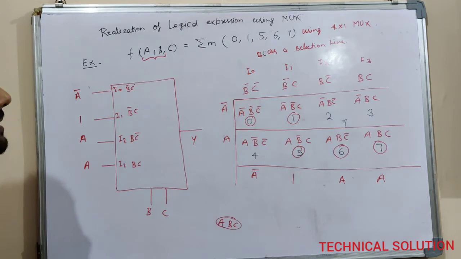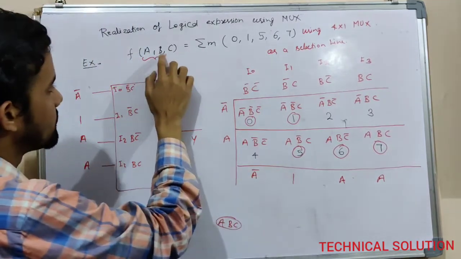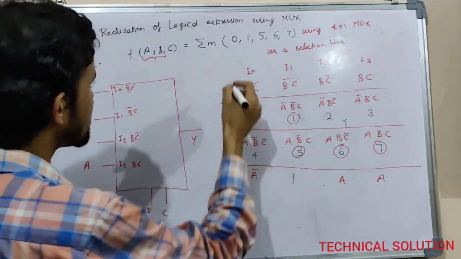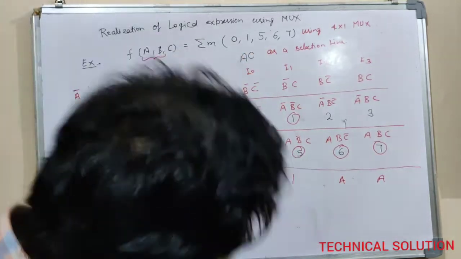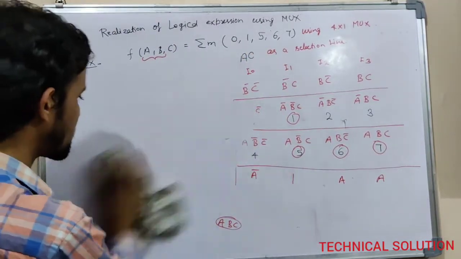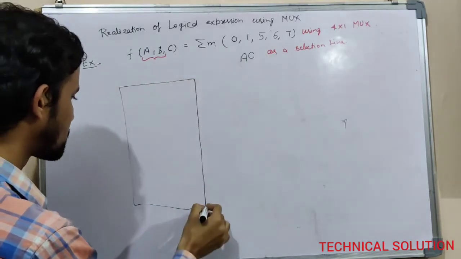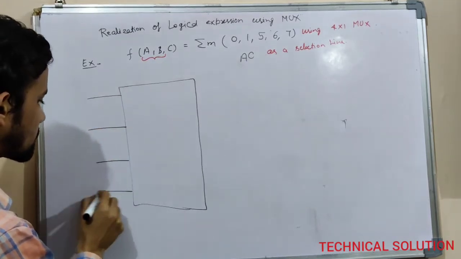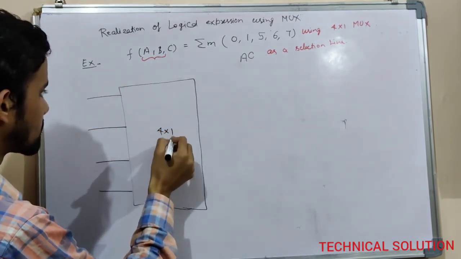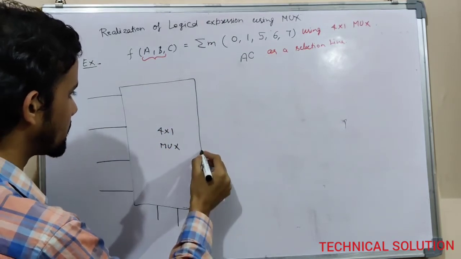We can also consider AB as a selection line, or BC as a selection line. We can also consider AC as a selection line. Okay, AC as a selection line. Then we have to perform this again. That is a 4 cross 1 mux, with 2 selection lines and 1 input.